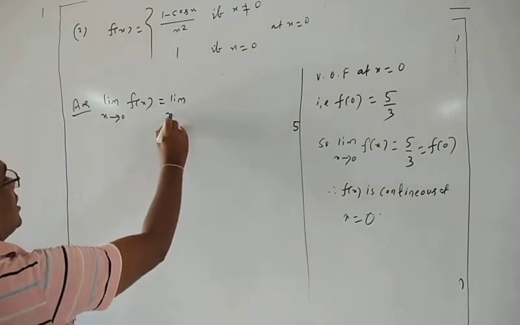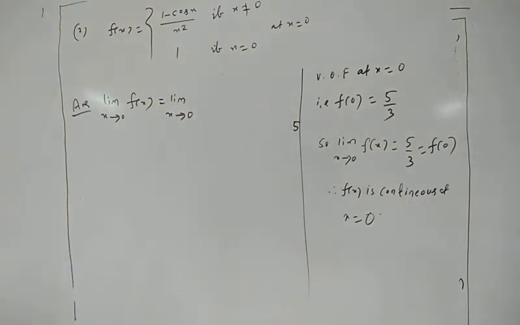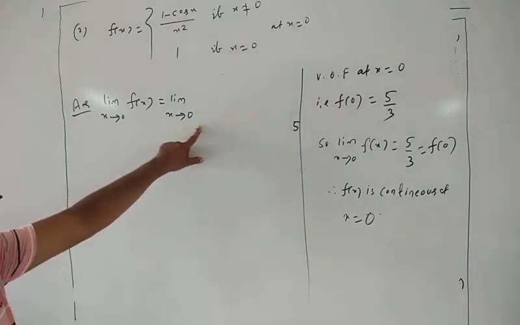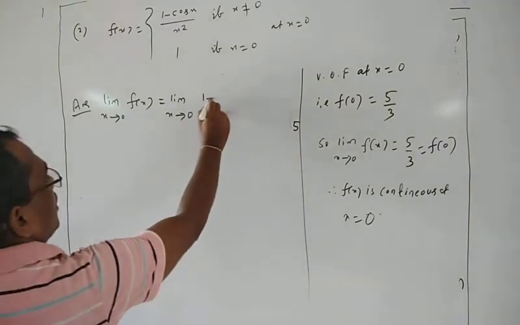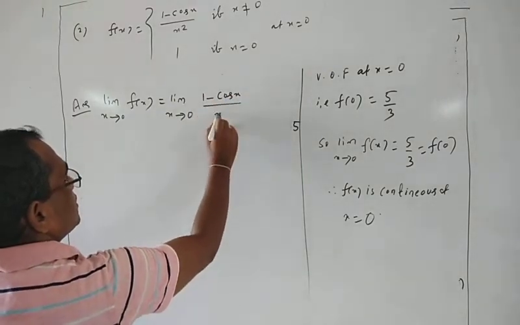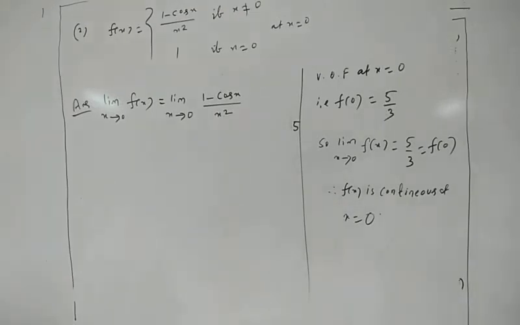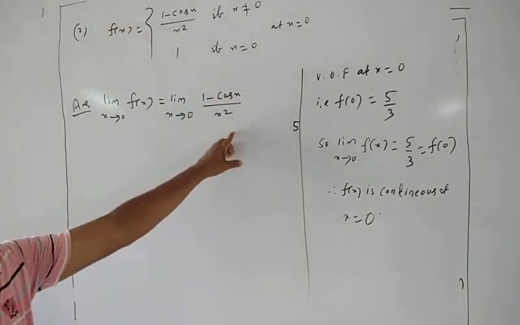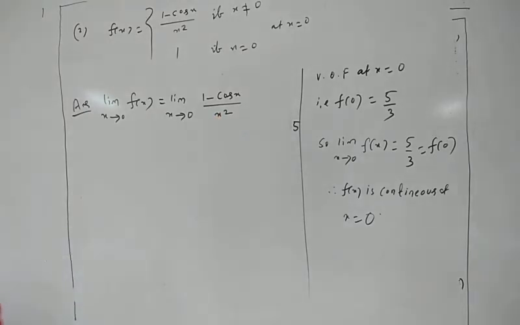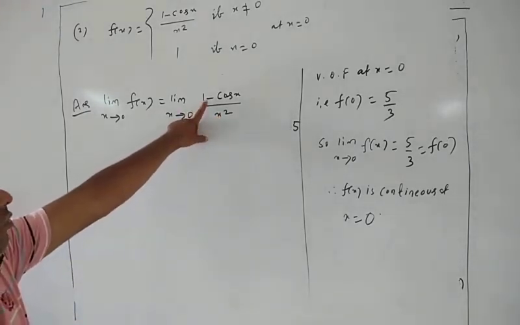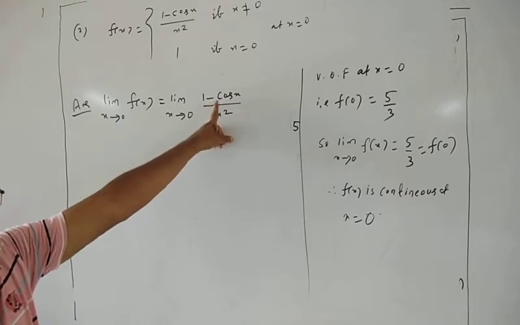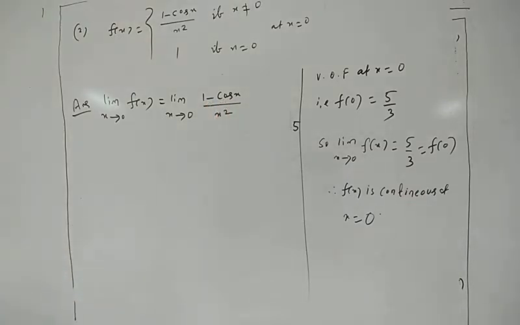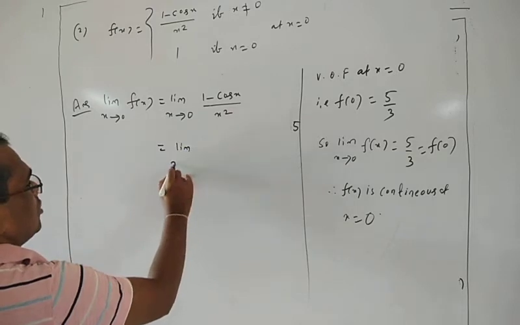So the limit as x tends to 0. Here x tends to 0 means x is not equal to 0. So when x is not equal to 0, f of x is equal to 1 minus cos x by x square. How to find its limit? If we put x is equal to 0 in the given function, 1 minus cos 0 is 1, 1 minus 1 is 0, so 0 by 0. So this is also 0 by 0 form. Next we use the formula for 1 minus cos x. You know the formula: 1 minus cos x is equal to 2 sin square x by 2.